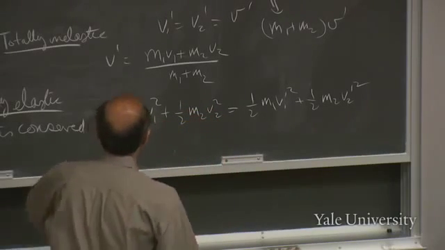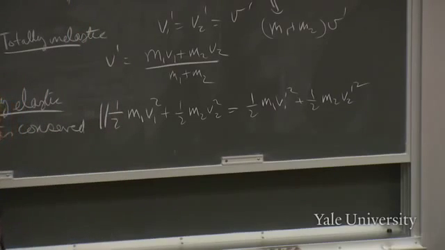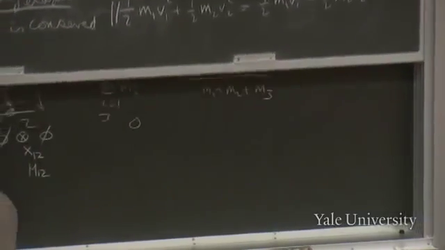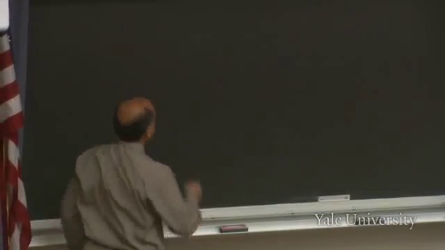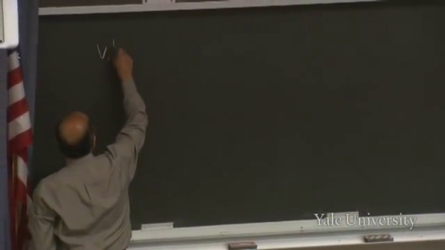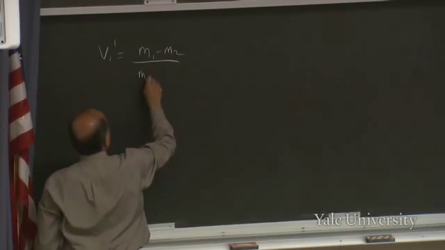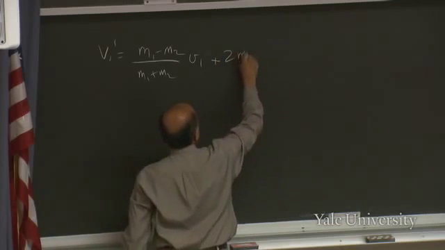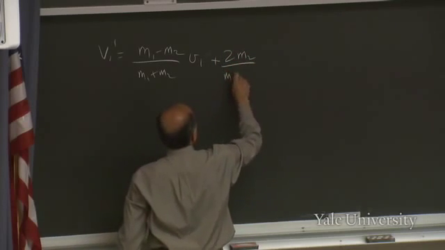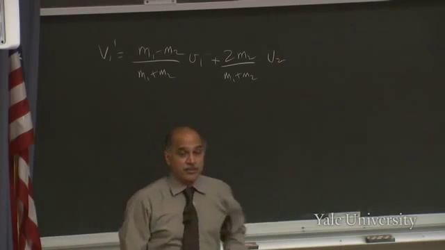You can, it turns out, juggle this equation and that equation and solve for v1 prime and v2 prime. Well, I'll tell you what the answer is. I don't expect you to keep solving it. The answer is that v1 prime is equal to m1 minus m2 over m1 plus m2 times v1 plus 2m2 over m1 plus m2 times v2. These are no great secrets. You'll find them in any textbook.